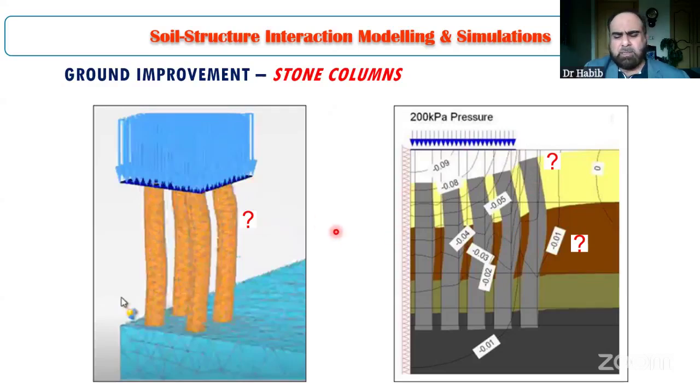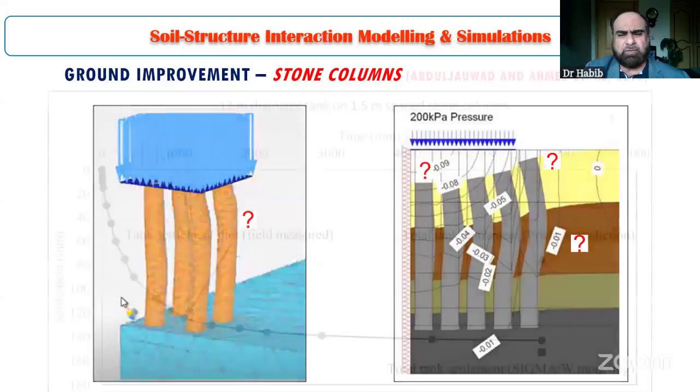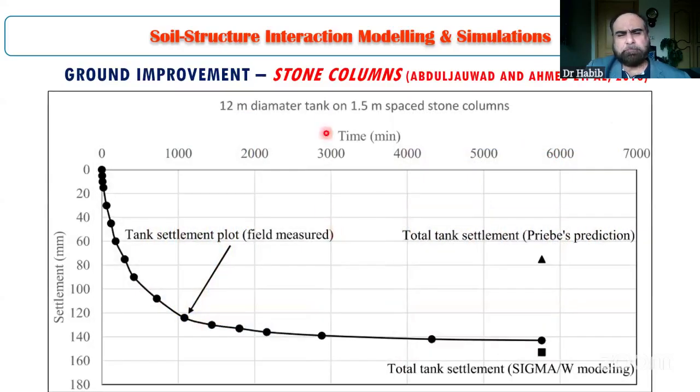Okay, and there was one case study, a study made by these gentlemen, where Preeb's predicted settlement was compared with the field for a tank placed on stone columns at this much spacing, a 12-meter diameter tank. We can see the results. I'm just comparing the results. This was what was predicted by the Preeb.